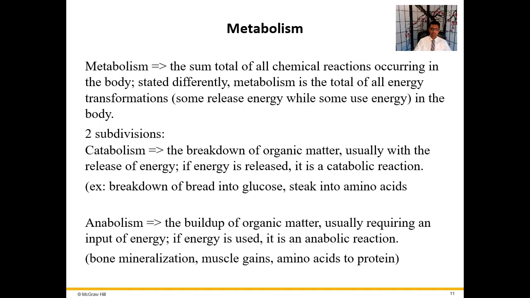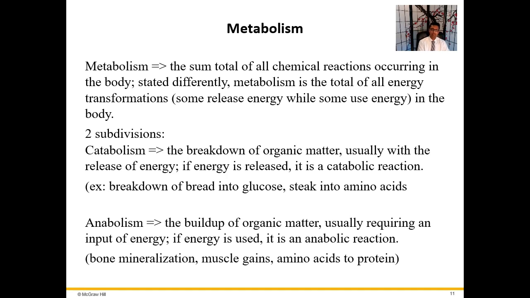Now, metabolism, again, is the sum of all chemical reactions occurring in the body. Stated differently, metabolism is the total of all energy transformations. Some release energy, while some use energy in the body. So there's 2 subdivisions. You have catabolism, which is the breakdown of organic matter, usually with the release of energy. So if energy is released, it's a catabolic reaction. So an example would be breakdown of bread into glucose, breakdown of steak into amino acids.